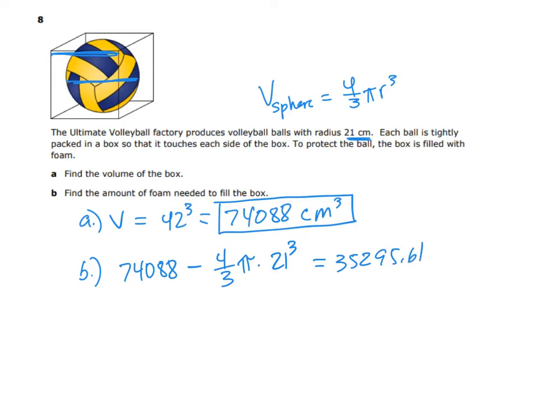We're going to get 35,295.61. And there are more digits there, but that's what the calculator would show us. There's nothing about rounding, so we need to go to three significant figures. So here's our first significant figure, there's the second one, there's the third one. Since we can't put it exact, we'll go to three significant figures, and that's going to be 35,300 centimeters cubed.